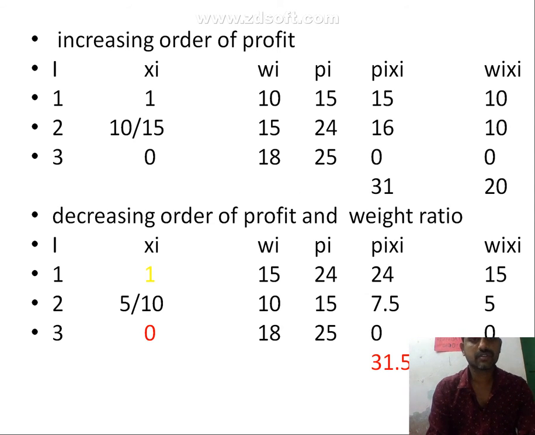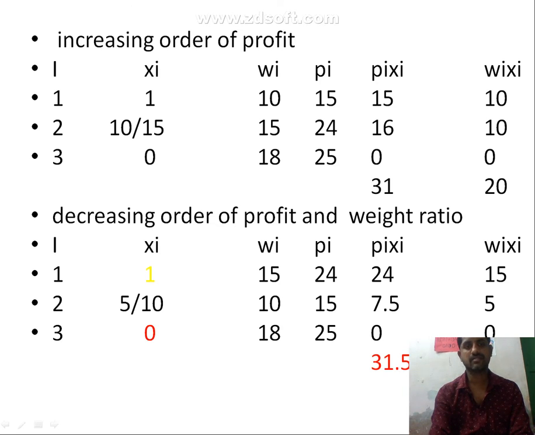And next we go for the increasing order of weight. So increasing order of weight, not profit, increasing order of weight. That is 10, 15, 18. The corresponding profits are 15, 24, 25.